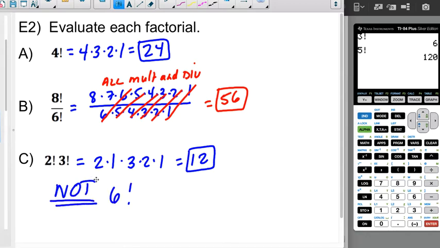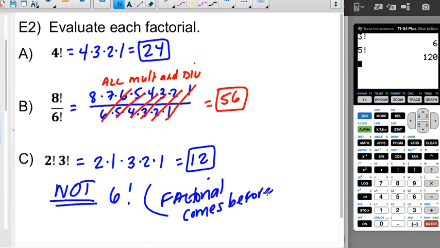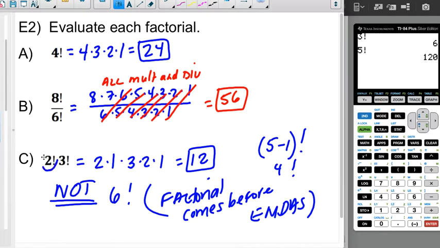You can't, factorial comes before pretty much everything. Like, factorial comes before MDOS. The only thing that we do before a factorial would be if I gave you something like parentheses, like 5 minus 1 factorial, you would make 4 factorial, right? Factorial comes really early in this order of operations, right? So the factorial comes first, right? You can think about it like it means do all this first and do all this first. It's not a 6 factorial, okay?